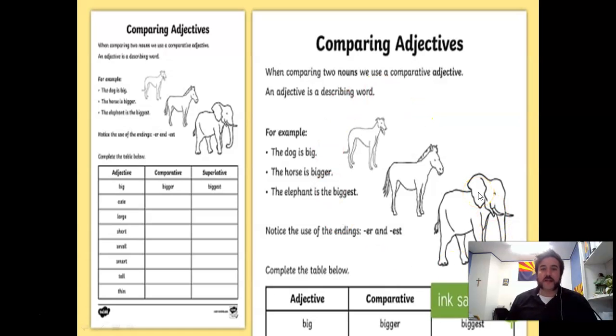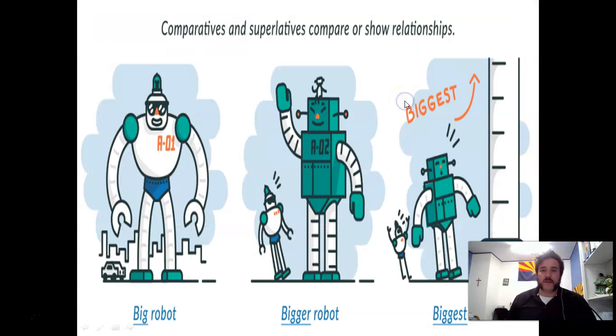That is correctly used. You would not say the horse is biggest than the dog, because that's not correct. You only use the EST when you're comparing more than two things. If it's just comparing the dog and the horse, you say the horse is bigger than the dog. Again, which horse? The bigger horse. Still an adjective, you're just comparing the two.